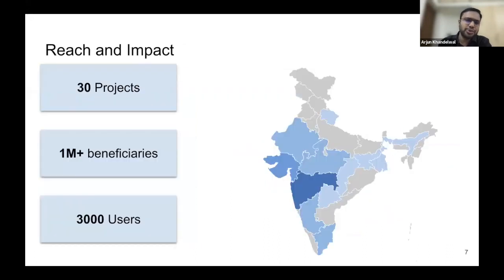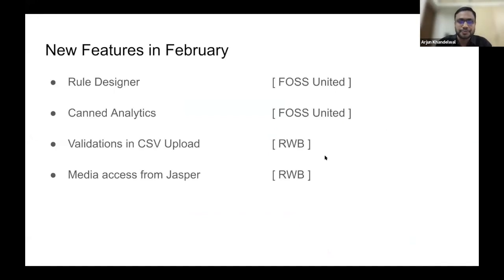So far, Avni has been used in more than 30 projects, by more than 3,000 users, and has touched the lives of more than 1 million beneficiaries. On the right side are various states where we've had implementations or projects. If you are in one of these states, you can always discuss with us and visit one of the places to see how Avni has been functioning.